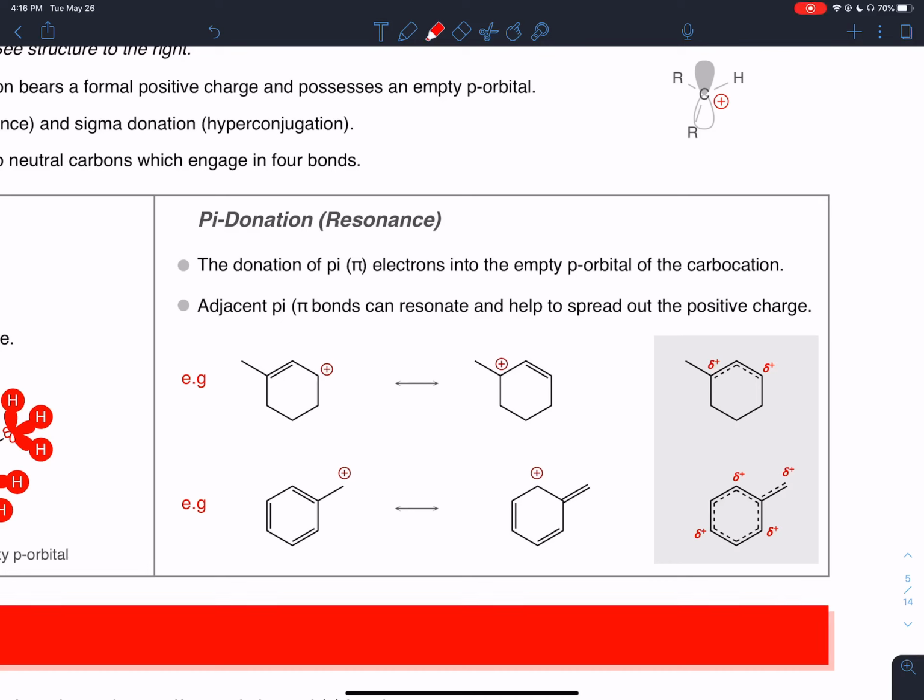Hi everyone, let's talk about pi donation, resonance, and its effect on carbocation stability. We can have the donation of adjacent pi electron density into the p orbital of a carbocation, and that is a stabilizing factor. Resonance stabilizes carbocations if that is a resonance donation. Okay? And essentially, that donation helps to stabilize the positive by spreading out the positive over multiple atoms.